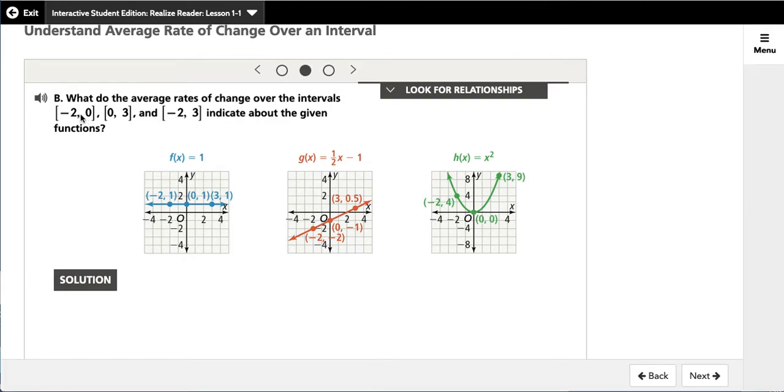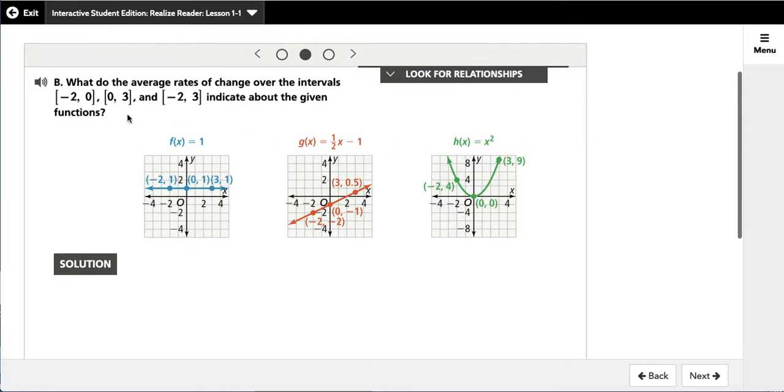This is quite a complex problem. We've got three different graphs and three different ranges of values. They want us to look at the average rates of change over the intervals from -2 to 0, from 0 to 3, and from -2 to 3.